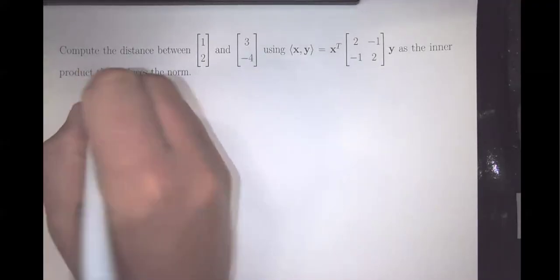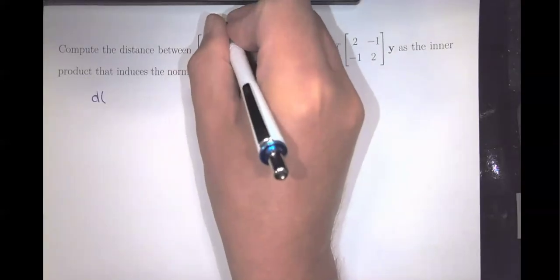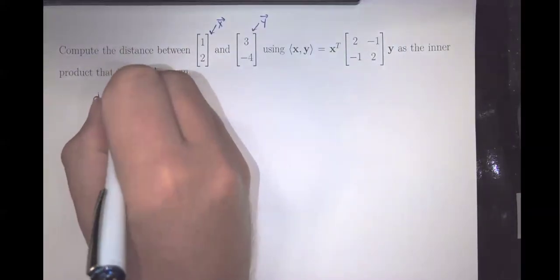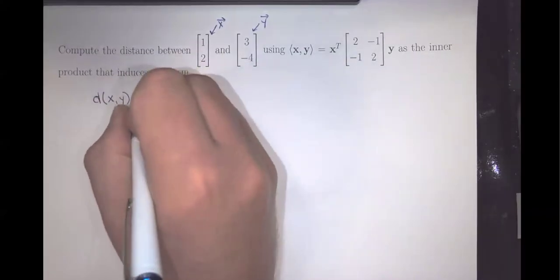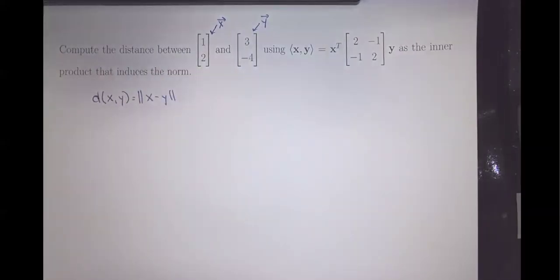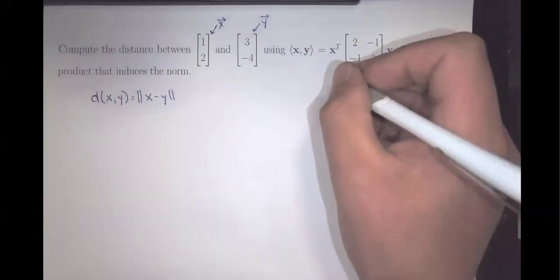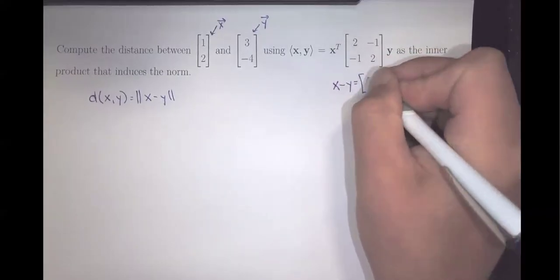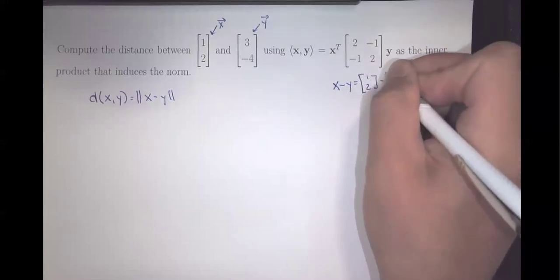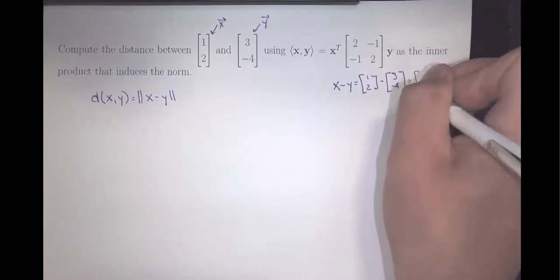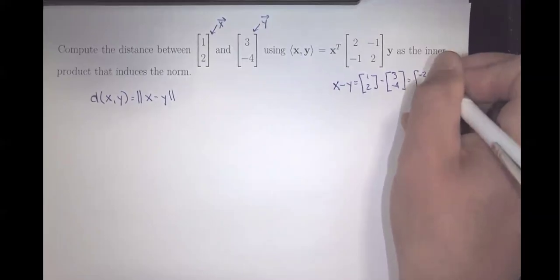So the distance between this vector, which we'll call x, and this vector here, which we'll call y, the distance between x and y is given by the norm of x minus y. That's the definition. So in order to find the norm of x minus y, we need to find x minus y. So that's the vector (1, 2) minus (3, -4). So this gives us the vector (-2, 6).